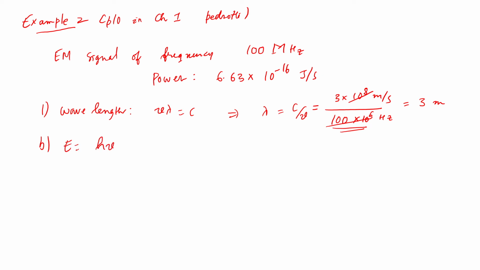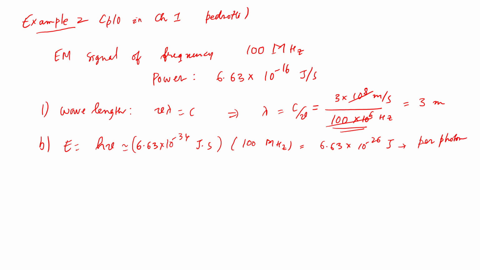And now we can also calculate the energy of a single photon, because E is equal to h nu, right? So if you do that, the energy of a single photon here is roughly, the Planck's constant is 6.63 times 10 to the power minus 34 joule second, and the frequency is 100 megahertz. So that gives you 6.63 times 10 to the power minus 26 joules. That's the energy per photon.